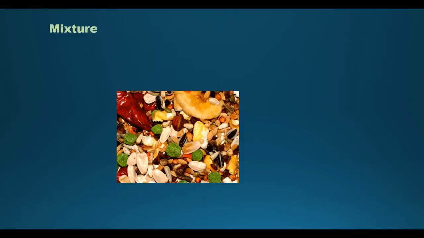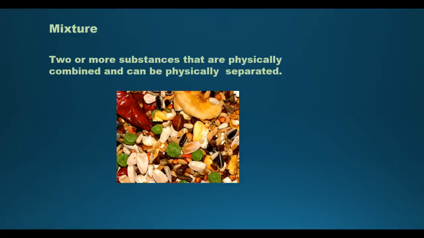Now, another major classification of matter is mixtures. We said pure substances, elements, and compounds were examples of matter, a major classification. In a mixture, as we see here with the nuts and fruits, you have two or more substances that are physically combined, and if they're physically combined, they can be physically separated without changing the identity of the substance.